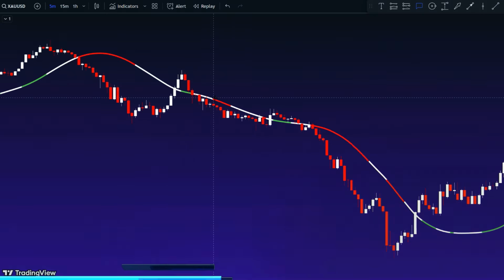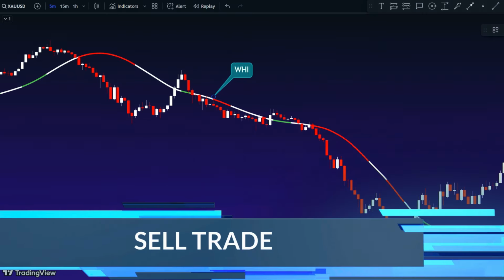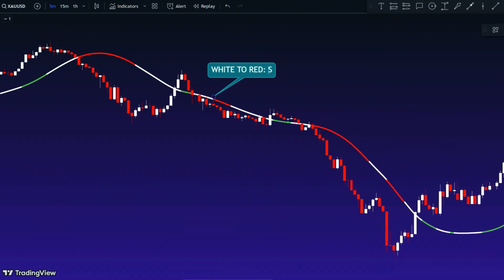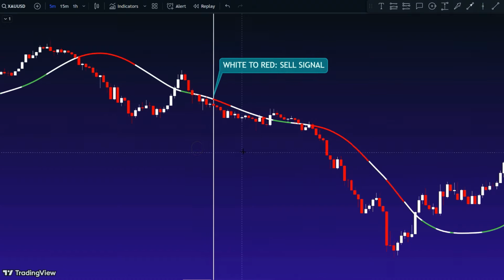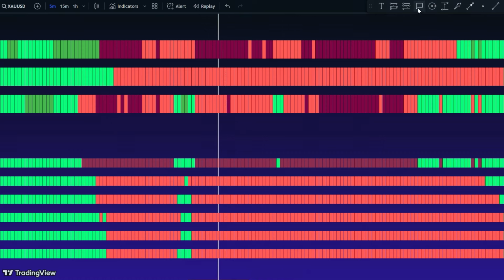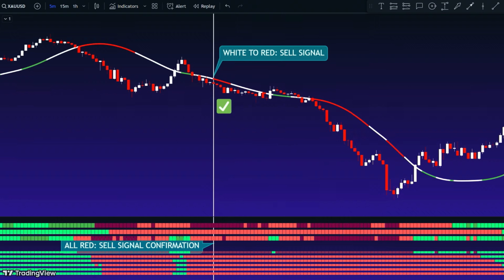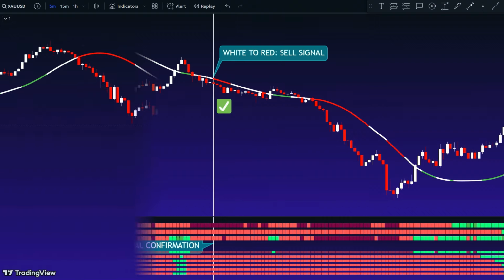Now let's talk about sell trades. If the HMA breakout indicator line changes from white to red, that could be your cue for a sell signal. But just like with the buy signal, you want to make sure all the components of the 10 indicators in 1 are red before pulling the trigger on the sell trade. This way, you have both indicators confirming a bearish momentum.